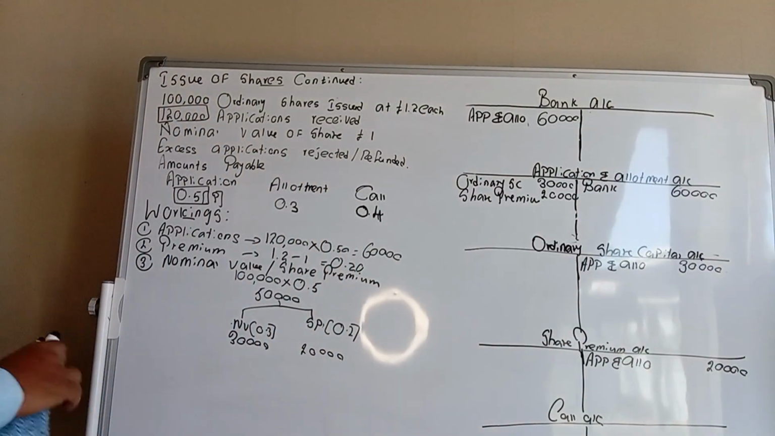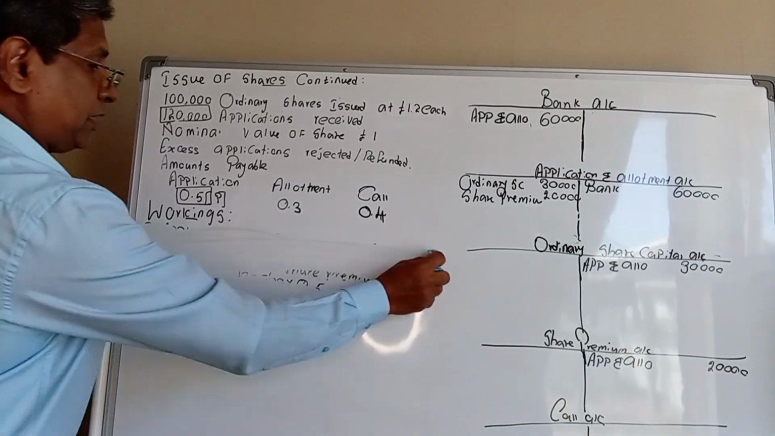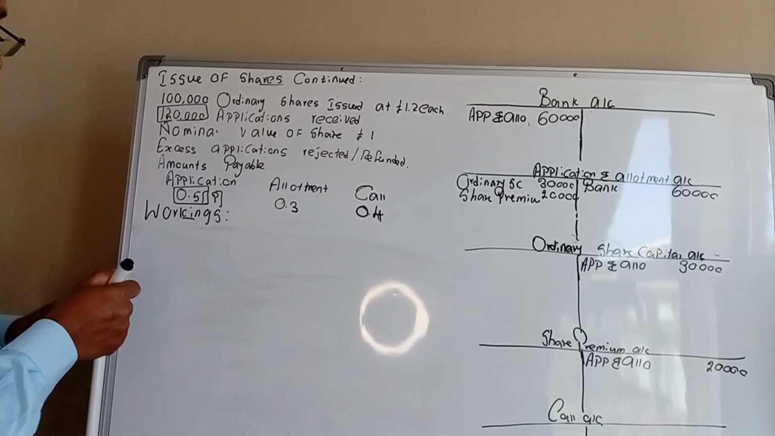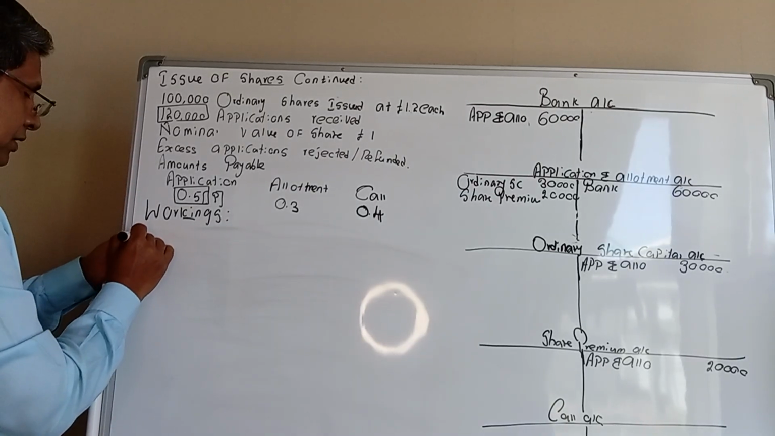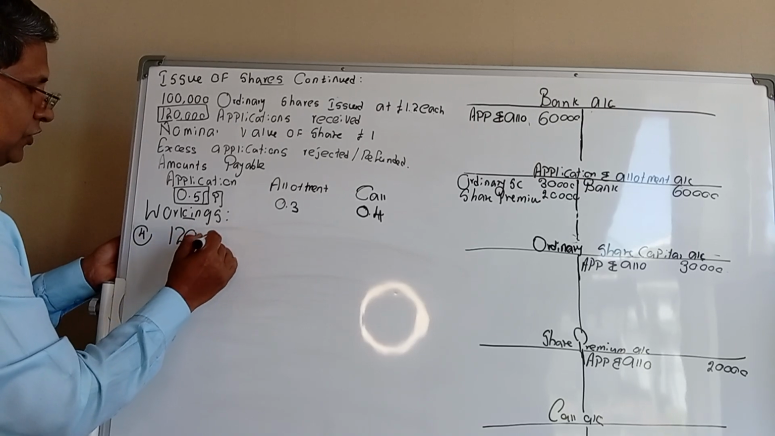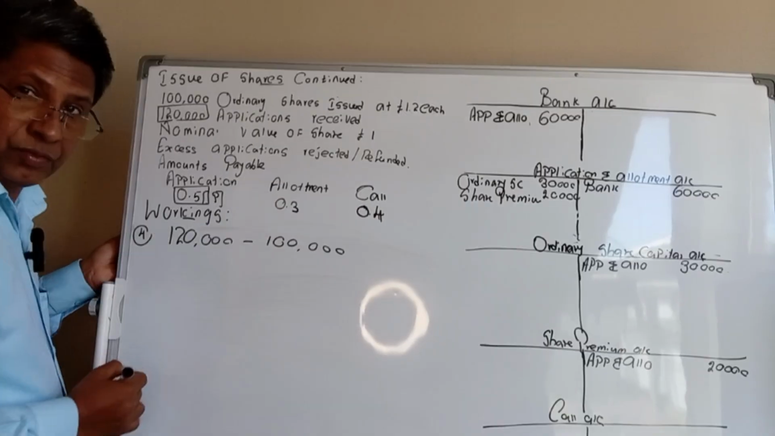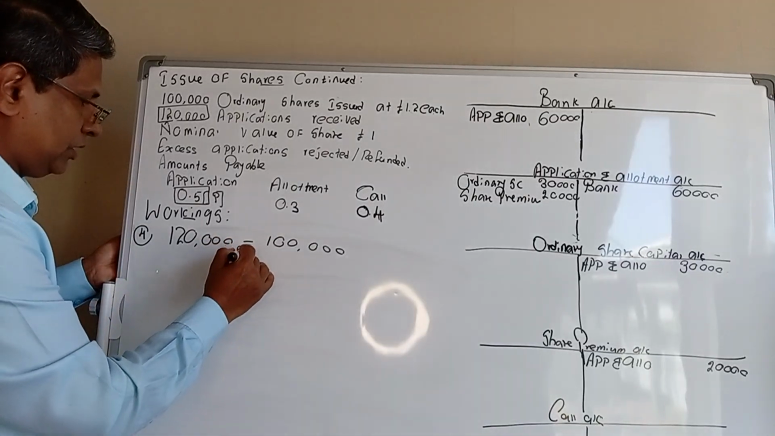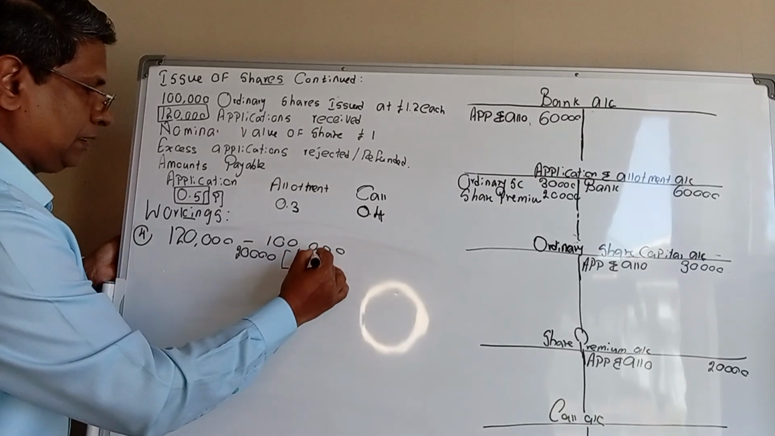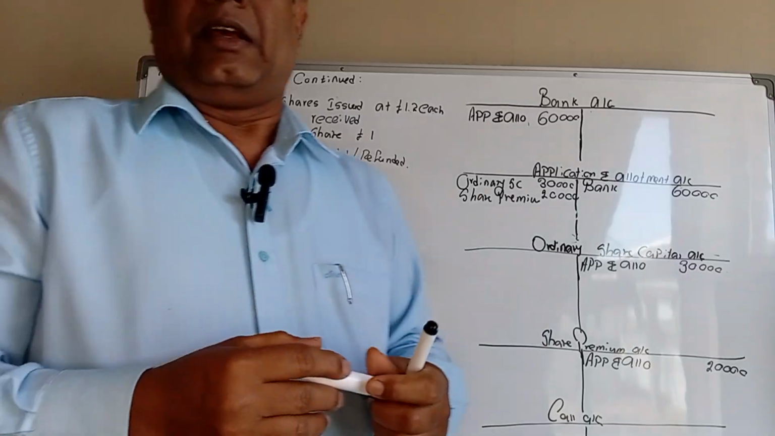Right. Now we see there is another problem. What's the other problem? There's a refund, isn't it? So there's a refund. How do I know there's a refund? It's clearly understood because I can see I have received 120,000 applications, but I am having only 100,000 shares to issue, which means 20,000 is excess. What are we doing? We are going to reject it and we are going to refund it.